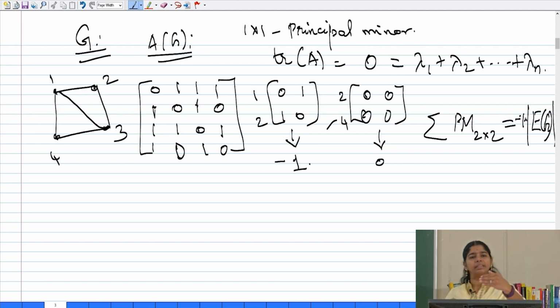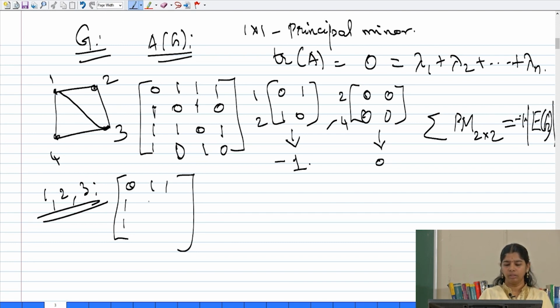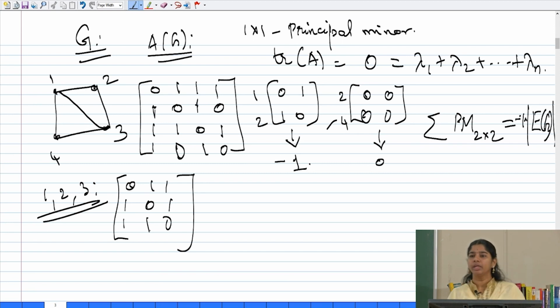So now extending this to a 3 by 3 principal submatrix, when does the determinant not vanish for a 3 by 3 principal minor? In this case, let us first look at 1 2 3 as a 3 by 3 principal submatrix, and then we will look at, say, 1 2 4, okay, right. So if you look at 1 2 3, what is the principal submatrix? In this case 1 2 3, you have 0 1 1, 1 0 0, 1 1 0, right. This is the principal submatrix. So what is the determinant of this?